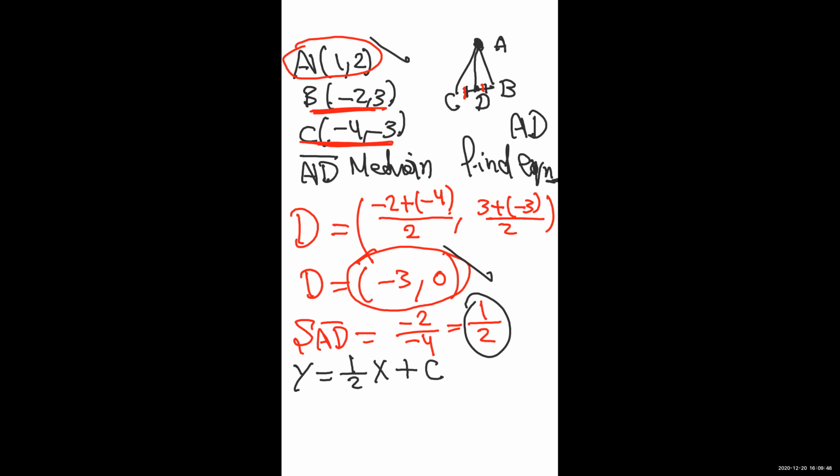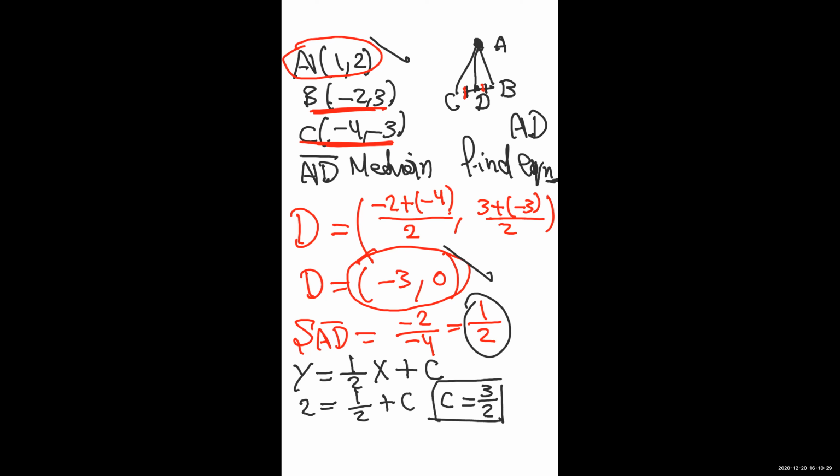We can use any one of them to substitute in the equation so that we can get the value of C. Let's use A, 1 and 2. So now Y equals 2 and X equals 1. So 2 will equal 1 over 2 times 1, so 1 over 2 plus C. So simply, C will equal 2 minus 1 over 2, which is 1 and a half, so 3 over 2.